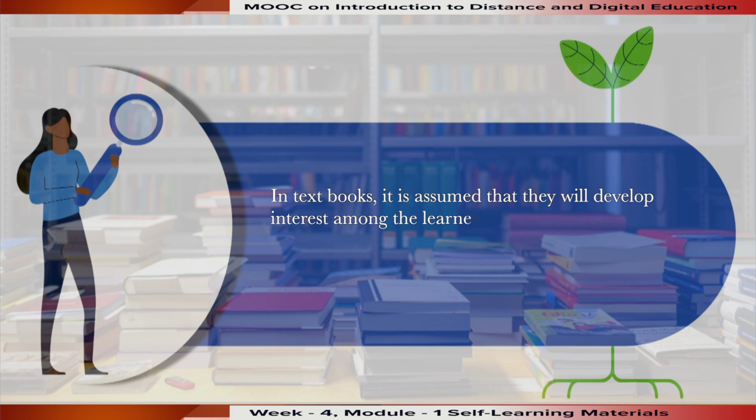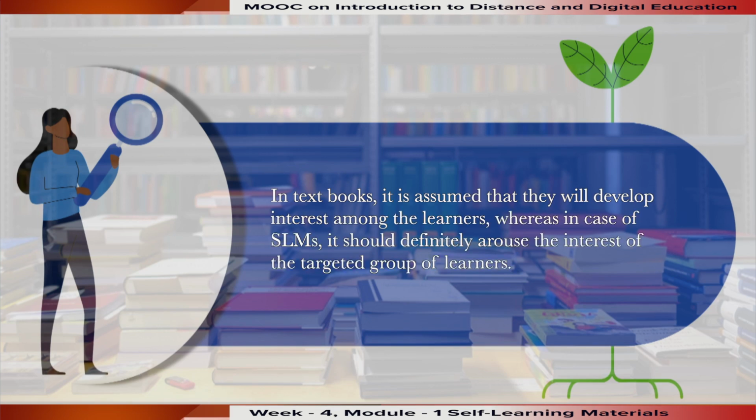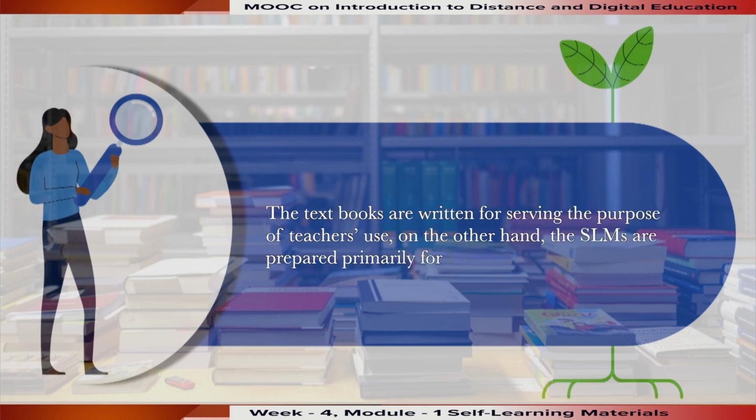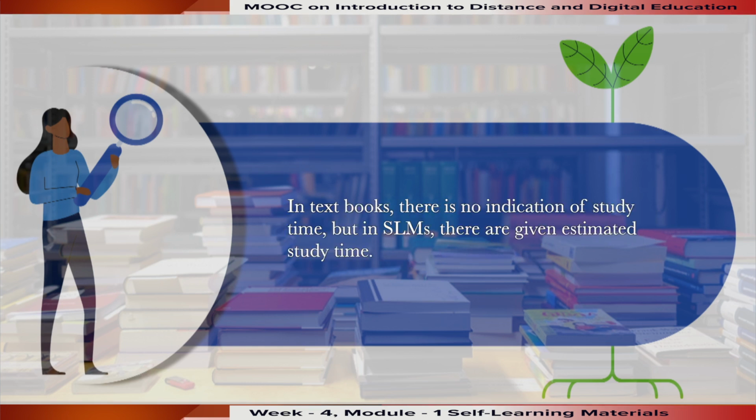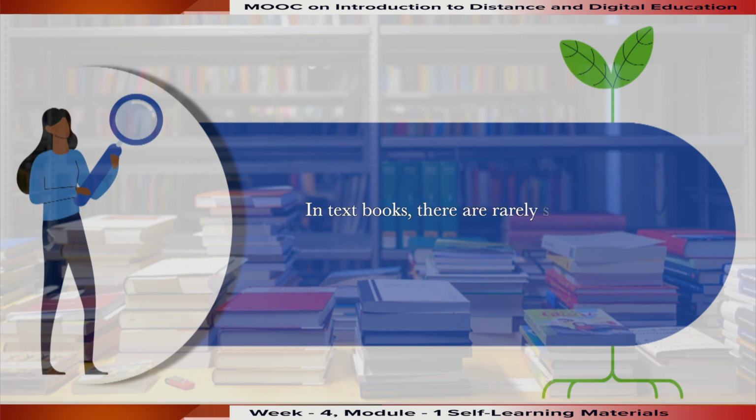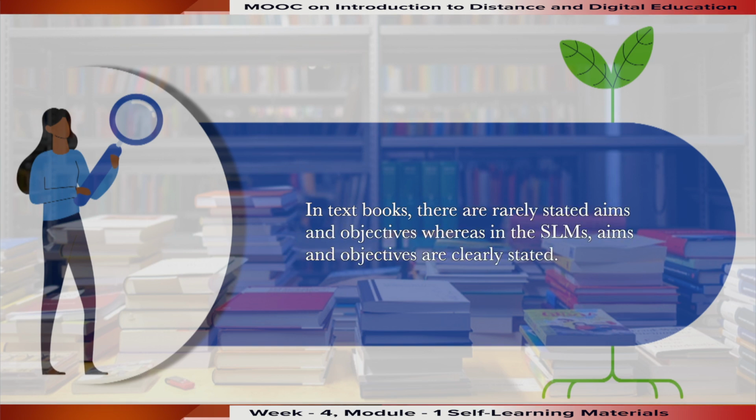There are some major differences between the textbooks and SLMs. In textbooks, it is assumed that there will develop interest among the learners, whereas in case of SLMs, it should definitely arouse the interest of the targeted group of learners. The textbooks are written for serving the purpose of research use. On the other hand, the SLMs are prepared primarily for learners' use. In textbooks, there is no indication of study time, but in SLMs there are given estimated study hours or times. In textbooks, there are rarely stated aims and objectives, whereas in the SLMs, aims and objectives are clearly stated.